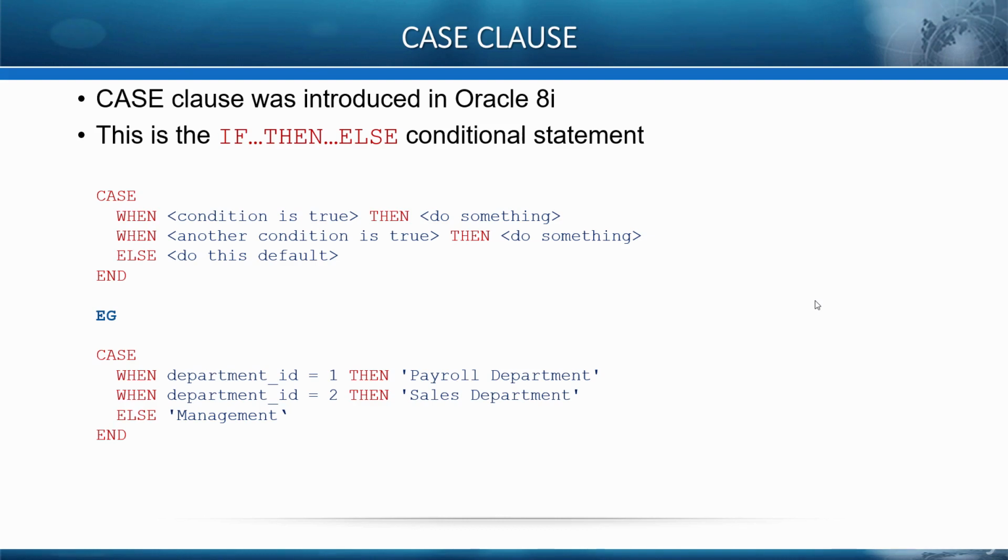So there can only be 3 departments in this company. A department with an ID of 1 would be called payroll department. A department with an ID of 2 would be called sales department, and any other department ID would be called management. It means we are aggregating all the department IDs into these 3 classes. And finally, an end statement to denote the end of our conditional statement.